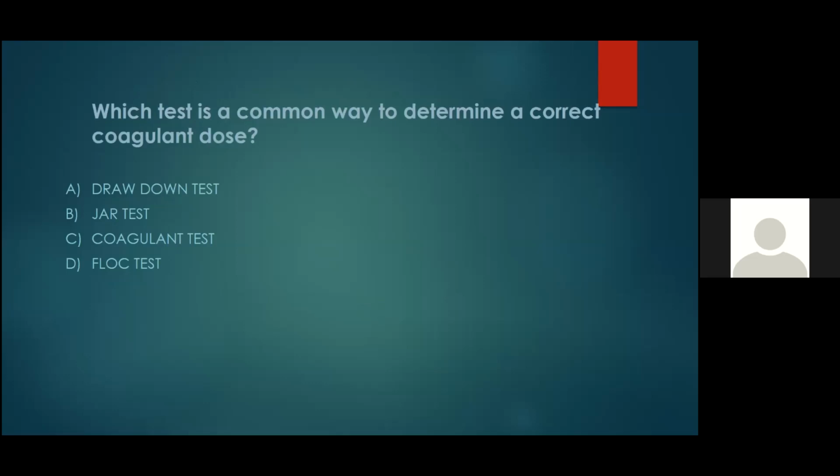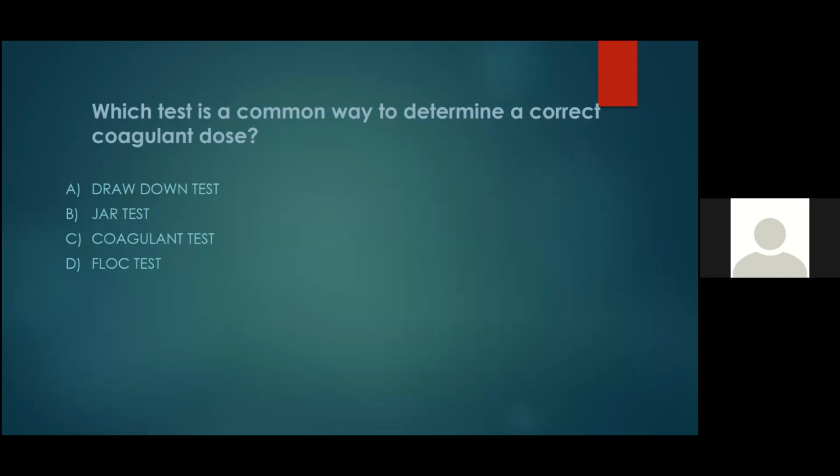So which test is a common way to determine a correct coagulant dose? I'm actually making my staff do this today. They'll be doing this test here in a couple hours. And the answer here is going to be a jar test, right?